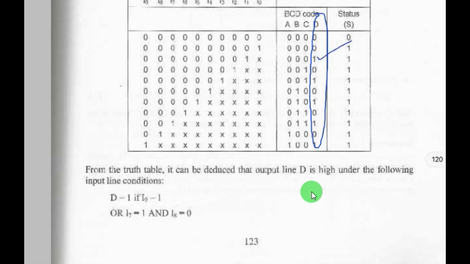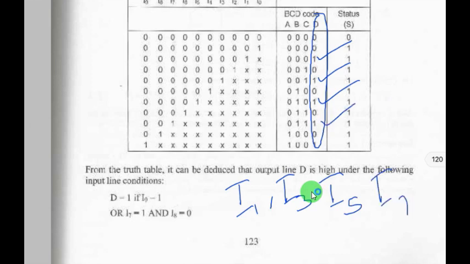When I1 is true, isn't it? When else? I3 is true. I3 is true and I5. When else? I7 and I9. That is the first thing that we have identified.